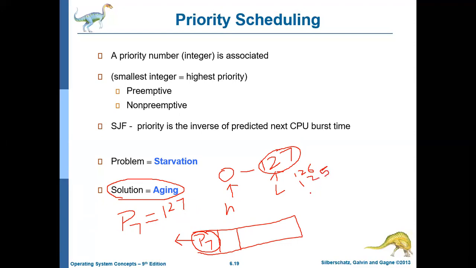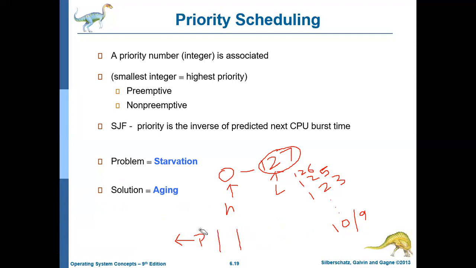So after 24 hours, its priority will become 103. Like that, the priority will keep on improving. At one point the priority may become 10 or 9, and by that time if there are no processes with higher priority, obviously this process will get executed. So this is how the problem of starvation can be resolved in priority scheduling. This is the drawback, and this is how the drawback can be rectified.